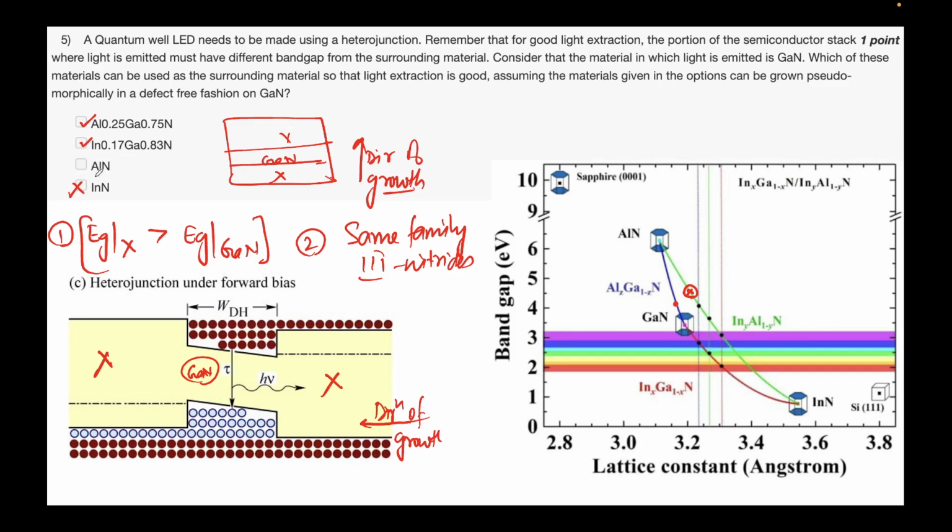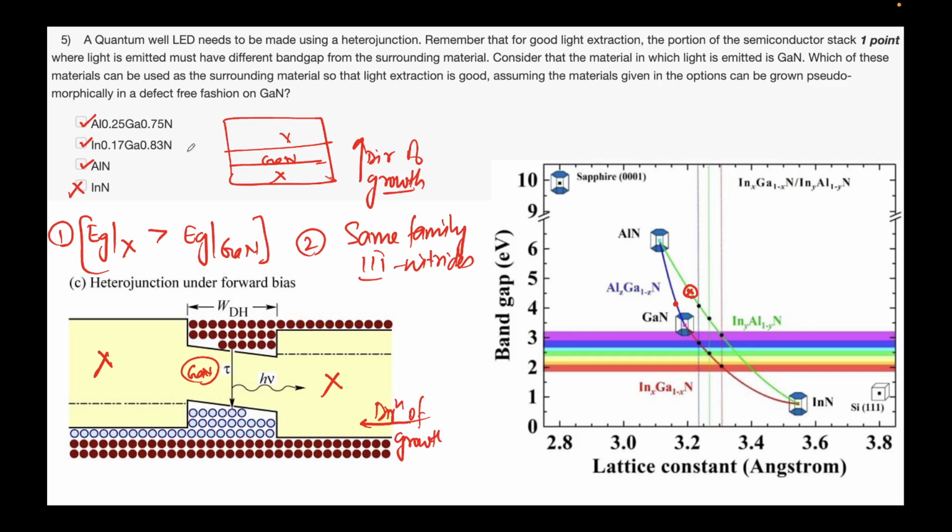The third is aluminum nitride, which you see over here. This is definitely acceptable. So these three options satisfy both conditions that we had. The band gap has to be larger than gallium nitride, and it must be of the same family as III-nitrides. So these are the correct options.